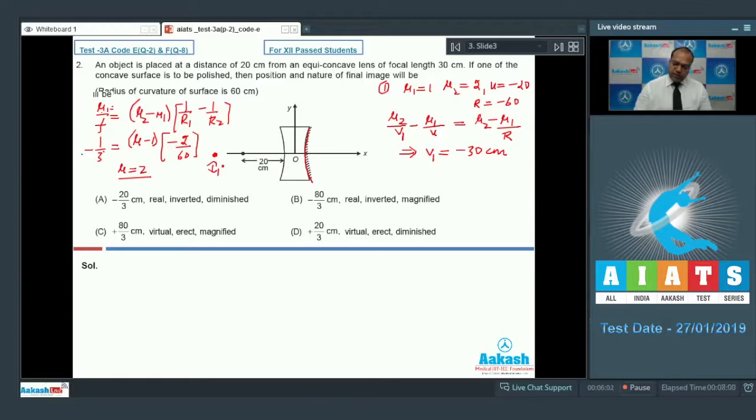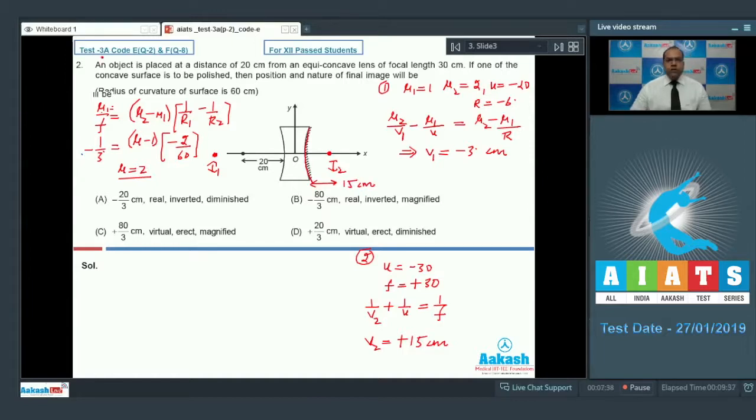This is my I1. Thereafter, this image will act as an object for this convex mirror, and I can say that u is equal to minus 30, and for this convex mirror, the value of r or focal length is plus 30, because focal length is r by 2. So if I apply the formula 1 upon v plus 1 upon u is equal to 1 by f, where v is v2, then the value of v2 comes out to be plus 15 centimeter. It means that the second image is formed at this position I2, and this separation is 15 centimeter.